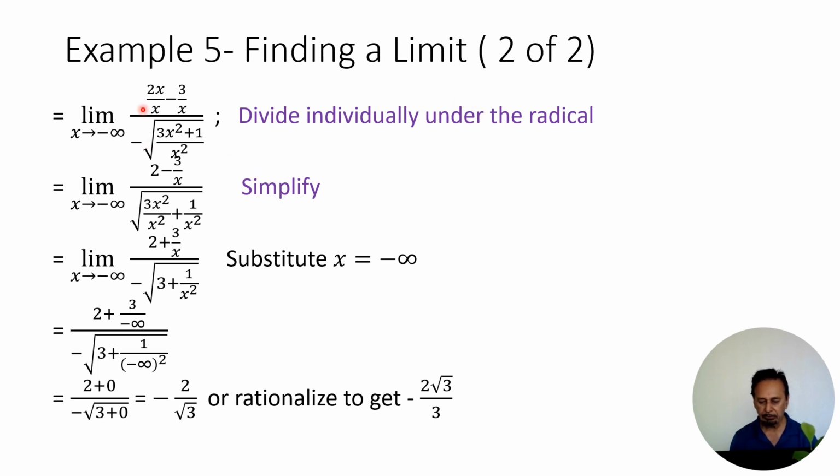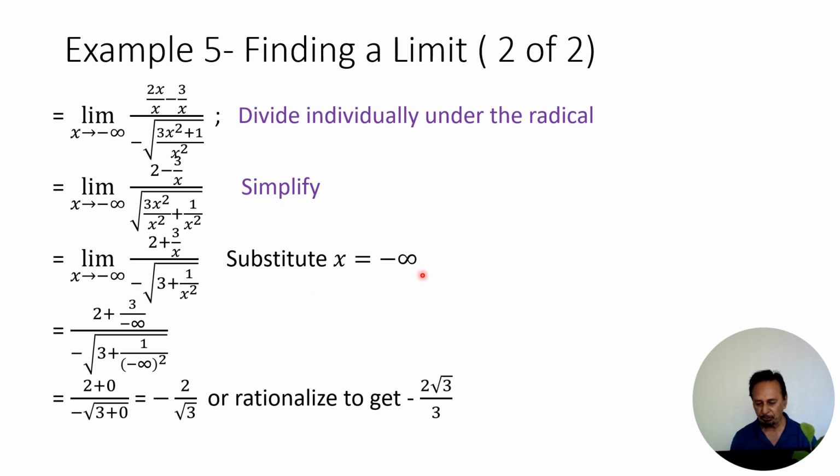Okay, so you have 2x over x minus 3 over x, and the square root of 3x squared plus 1 over x squared. So we simplify the top, so this becomes 2, this stays 3 over x. Here we divide 3x squared over x squared plus 1 over x squared. Simplify this part. So you have 2 plus 3 over x. This becomes 3 and then 1 over x squared. And you have a minus sign.